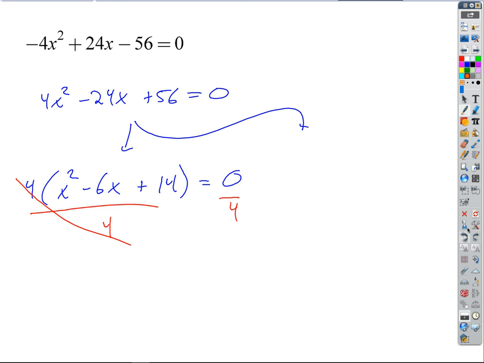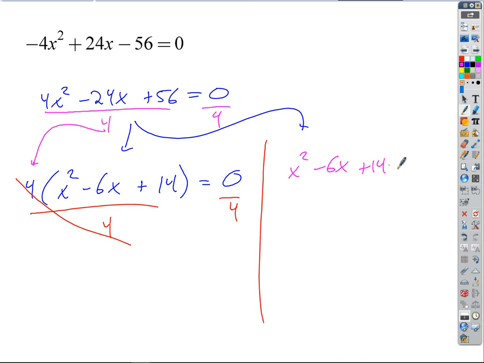I just rolled back time, how about that? What we could do instead is just divide both sides by 4, right from the beginning, recognizing that 4 is the greatest common factor and it's a constant. And that would have brought me right to this equation, x squared minus 6x plus 14 equals 0. And I'm going to get the same solutions to that equation as I would have to that one, right? Just saves a step. Okay?